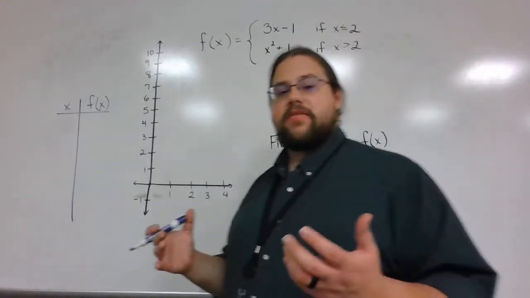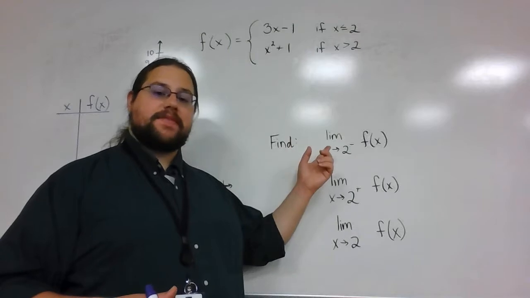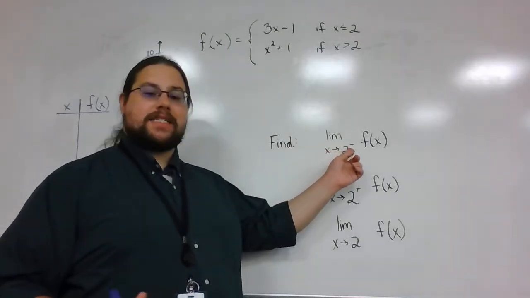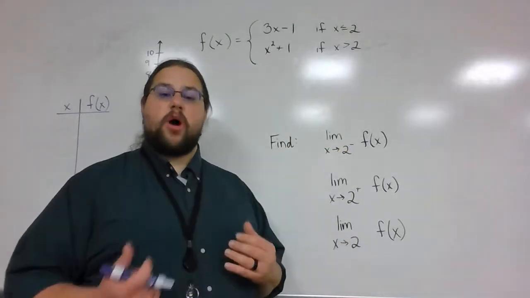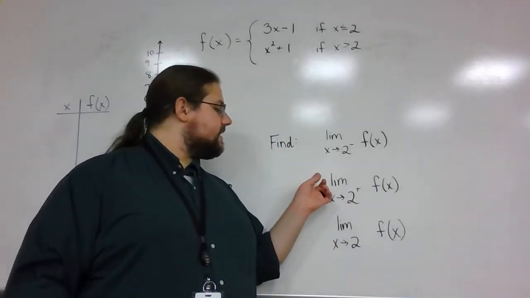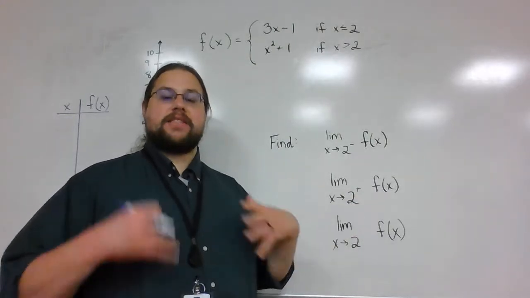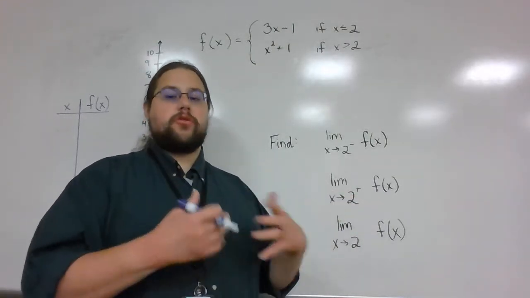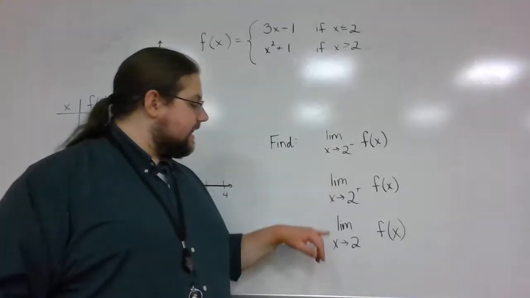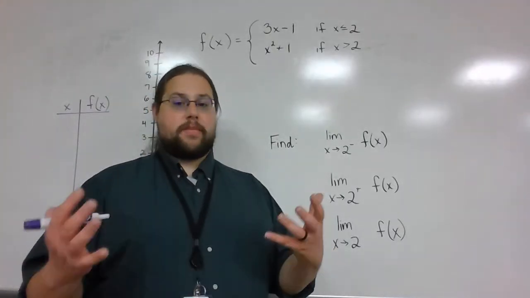So the limits that I'm going to find this time are the limit as x approaches 2 from the left side. Notice again, that little minus sign reminds me to plug in numbers that are smaller than 2 to approach it from the left. The other one I'm going to find is the limit as x approaches 2 from the right side. Remember that plus sign means, again, plug in numbers bigger than 2. Try to do it from the right side. And the last one I'm going to do is the limit as x approaches 2. That's one of those two-sided limits, so I wanted to make sure I did one of those.